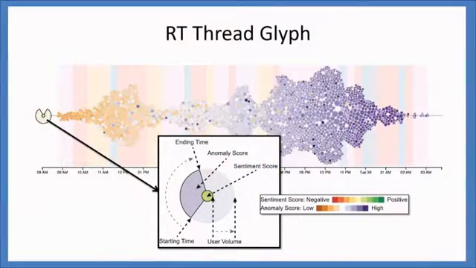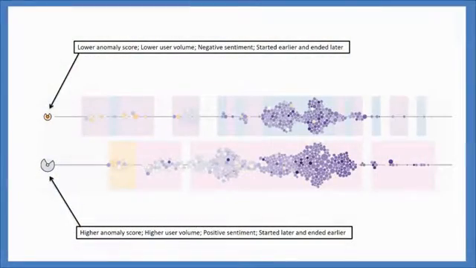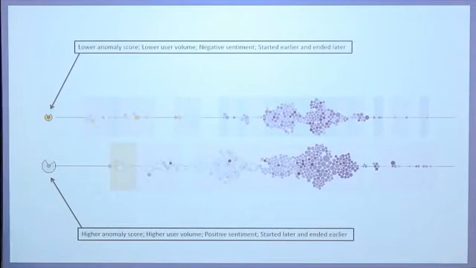The color in the center is a sentiment score that's given to the tweet, and the size and color of the outer piece shows the anomaly score being low or high and how much volume there was. For example, on the top here, we have a lower anomaly score and lower user volume, and here's a higher anomaly score and higher user volume. And you can see that when things become anomalous, it happens later in the dynamics of it.